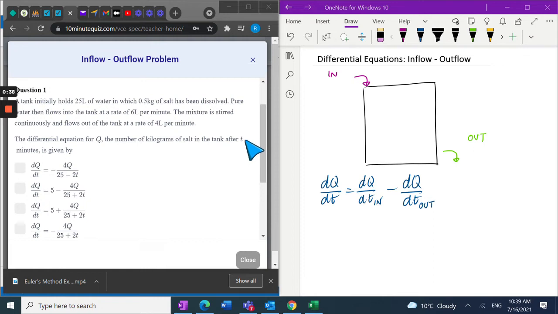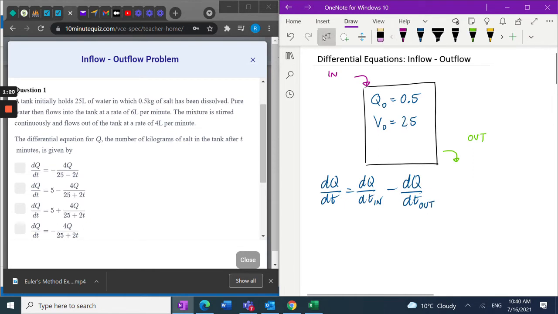Okay, so for these sort of differential equations, we need to consider two rates, which is the rate in minus the rate out. And that's going to give us our overall differential equation for Q. Keep in mind Q in this problem is the number of kilograms of salt in the tank. So to start with, we have 0.5 kilograms of salt in the tank, and the volume of the tank initially is 25 liters. But what we're interested in is at what rate it is flowing in and at what rate it is flowing out.